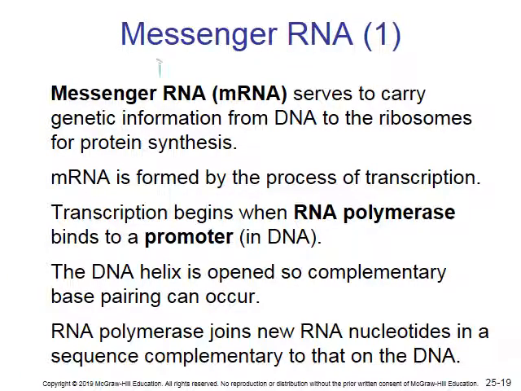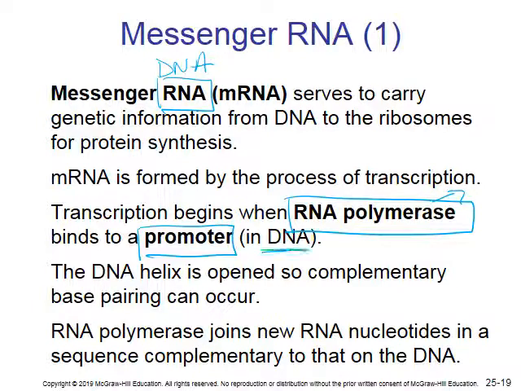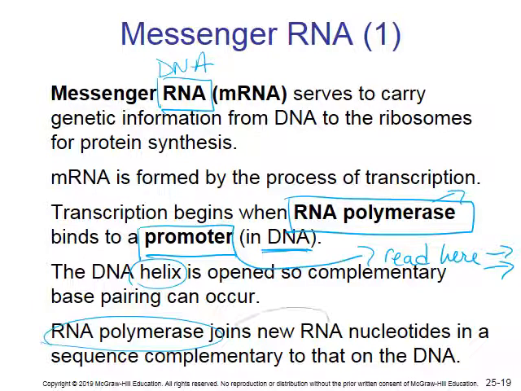Since we're taking DNA and transcribing it into RNA, we're going to have RNA polymerase as the enzyme that's going to bind to the section in the DNA and tell it, read here. So a promoter is saying there's a gene right in front of me. You need to read this gene and make the protein product. So you're going to have to open the DNA helix. You're going to have to copy the specific gene, and RNA polymerase is going to join the new RNA nucleotides together.